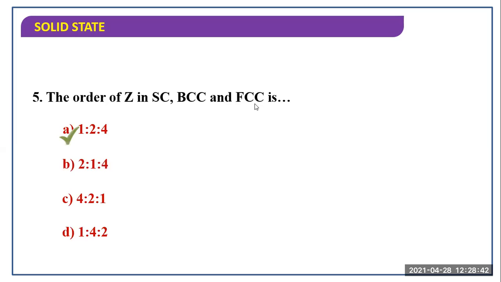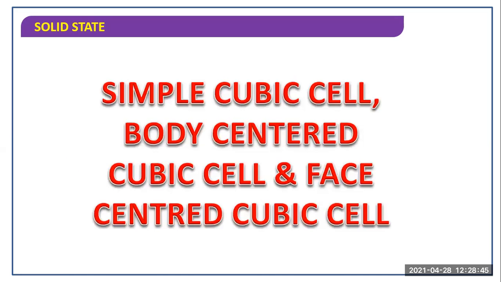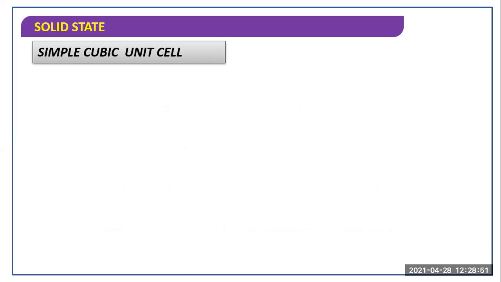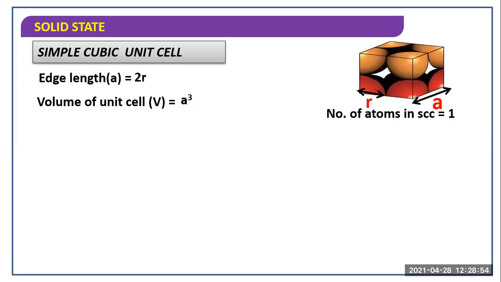So simple cubic cell, body center cubic cell and face center cubic cell, and the edge length of the cube is A. What is the relation of A with R, that is the radius? There is a 2R, 1 radius plus 1 radius, since it is an atom, so there is one radius, there is another radius. So 2R is equal to A. A is the edge length of the simple cube. So A cube equals 2R cube.